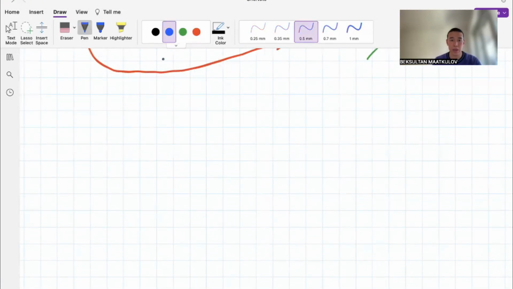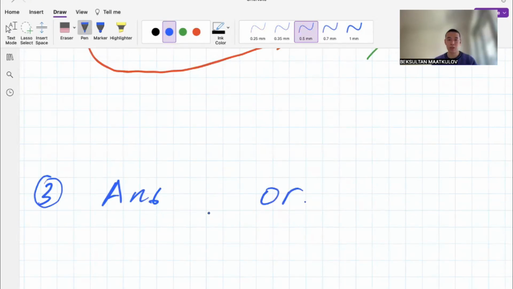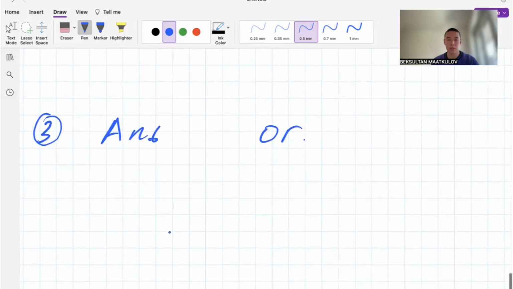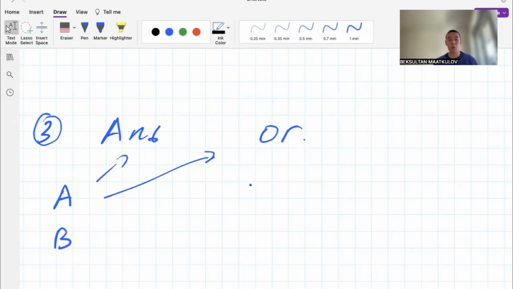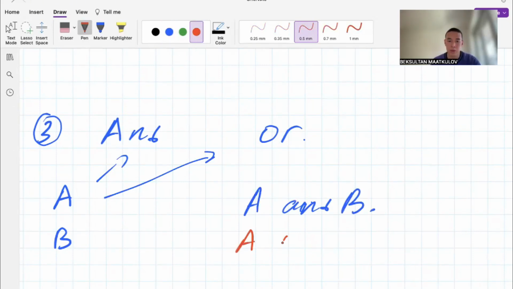Okay, now we'll talk about and. This is our third point. We'll talk about and, and we'll talk about or. So these are two connectors, and and or. Basically with those connectors, you build complex statements. For example, if you have the statement A and the statement B, using and, using or, you can build from those two statements a more complex statement. For example, you can build A and B, or you can build A or B. And now you need to see the difference. What's the difference between A and B, and A or B?